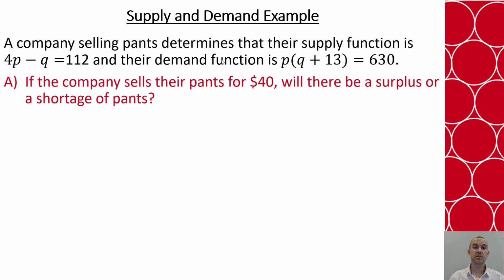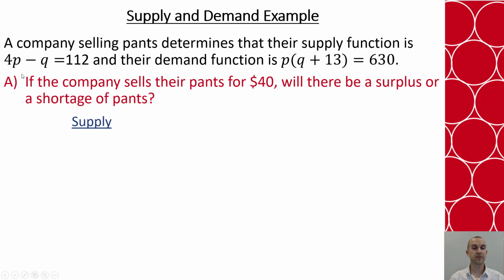Say a company selling pants determines their supply function is 4P minus Q equals 112, and their demand function is P times the quantity Q plus 13 equals 630. Now, if the company sells the pants for $40, will there be a surplus or a shortage of pants? So let's start with each of these equations, and we're going to replace the P for price with $40.